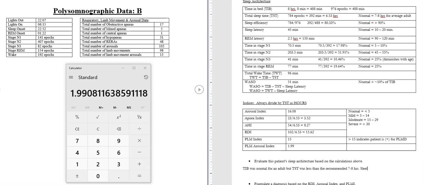Sleep efficiency, or we can even go even low, sleep efficiency was reduced, and sleep latency was prolonged, which means that the patient had trouble falling asleep.